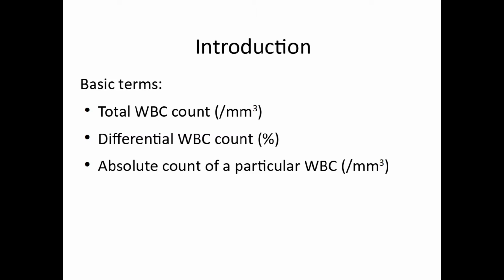And thirdly, there is something known as the absolute count of a particular WBC. For example, the absolute count of eosinophil would be the differential WBC count of eosinophil multiplied by the total WBC count. That will give you the total number of eosinophils in unit volume of blood.